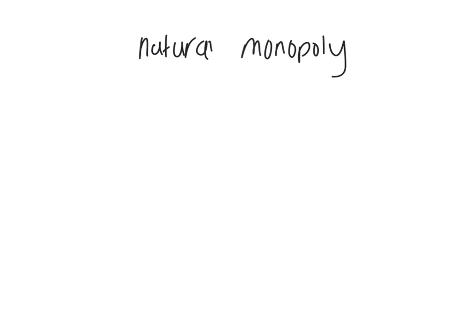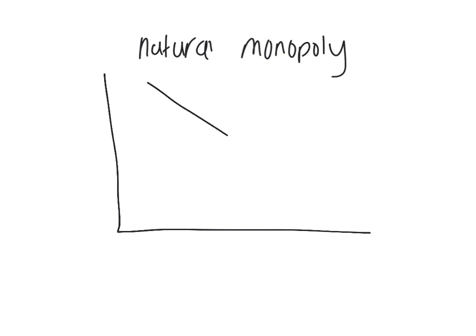So we're going to start by drawing this graph like this. It's just like a normal monopoly graph. Typically, just a typical monopoly graph. You have your demand and your marginal revenue is lower. But this is where it gets different.